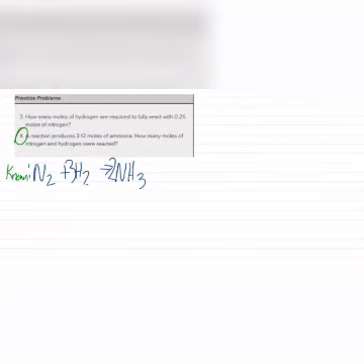All right, so we have the problem. A reaction produces 3.12 moles of ammonia. How many moles of nitrogen and hydrogen were reacted? So again, this is the Haber process of nitrogen and hydrogen being combined to make ammonia for fertilizer production.